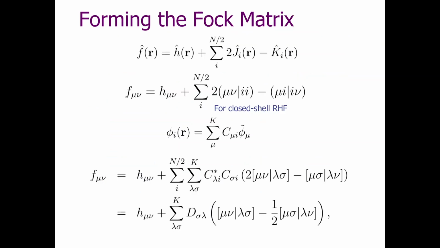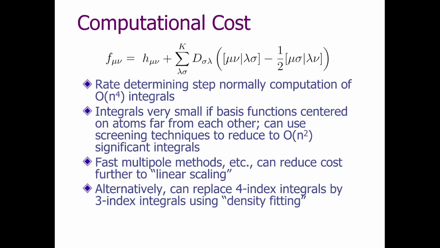Now, I should mention the computational cost. This is the point I wanted to mention: the rate determining step is normally the computation of O(N to the power 4) integrals.